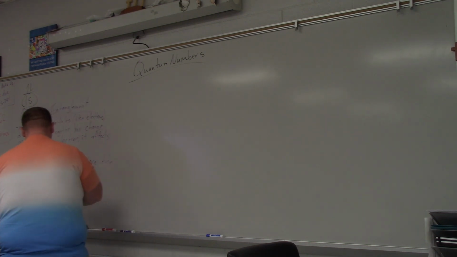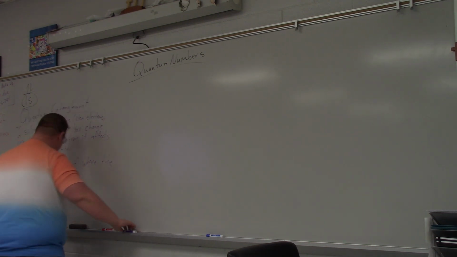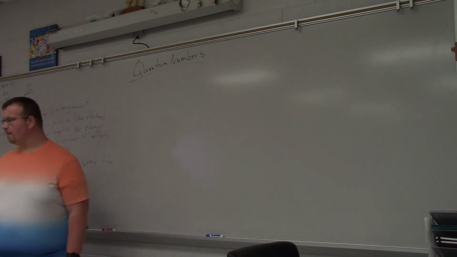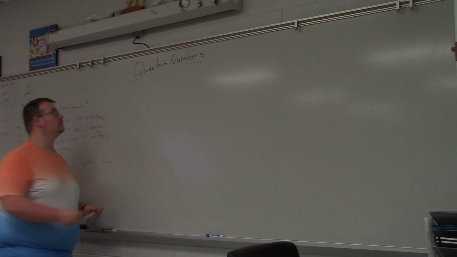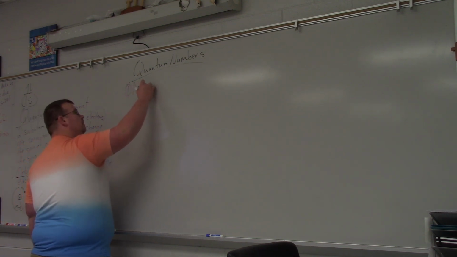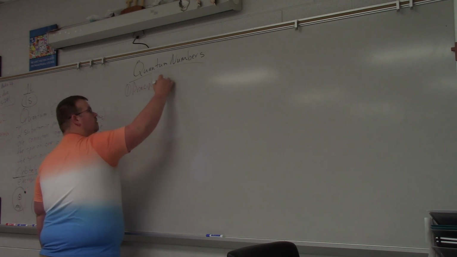Quantum numbers, there are 4 of them. Typically I'll go through and list them out, but I've decided I'm no longer going to do that because we're literally going to list them out and talk about each one of them. The quantum numbers we're going to look at are the principal quantum number, the angular momentum quantum number, the magnetic quantum number, and the spin quantum number. We're going to go through each one of these individually. First one is what we call the principal quantum number.